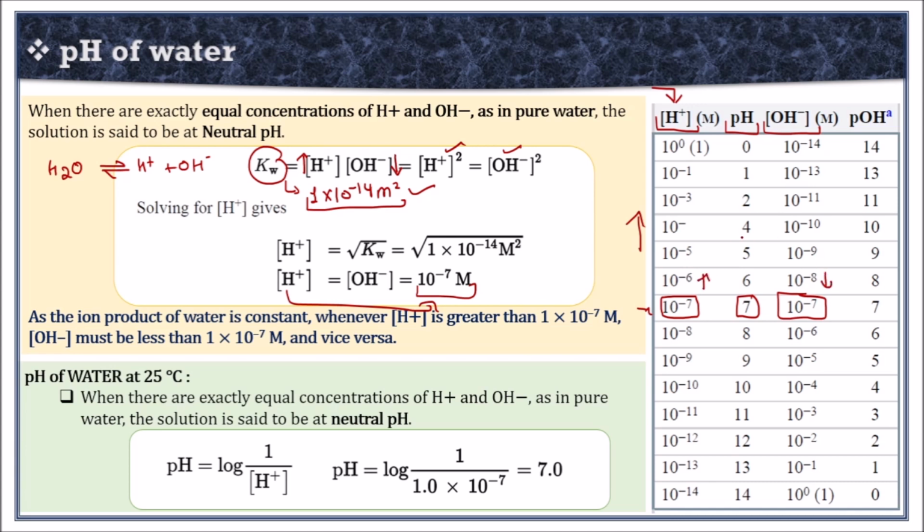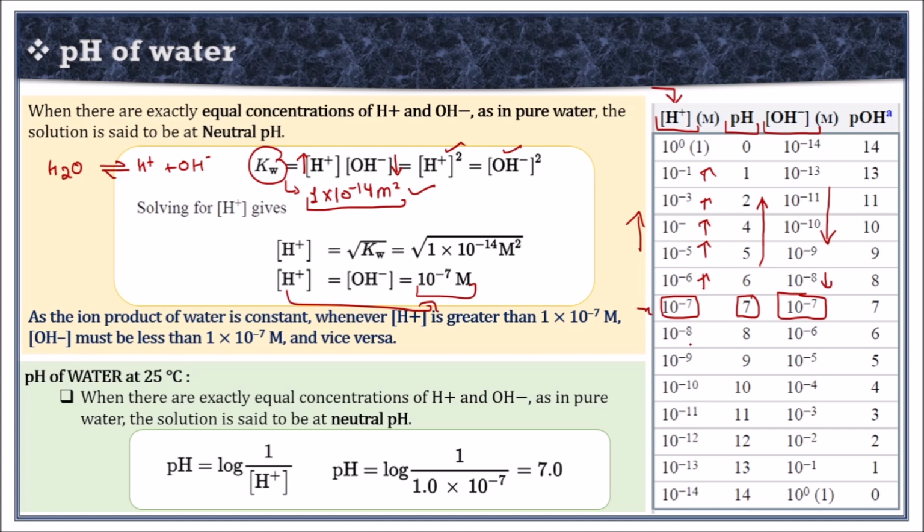Now, if we move in this direction, meaning if we increase the concentration of H plus, the OH negative concentration will automatically decrease. Here you can see that we are increasing the H plus concentration, and so the pH value is decreasing. The pH value is decreasing because it is the negative log of H plus. Clear? But the concentration of OH negative is decreasing, as you can see. So that means if there are more H plus as compared to OH negative, then the solution is acidic.